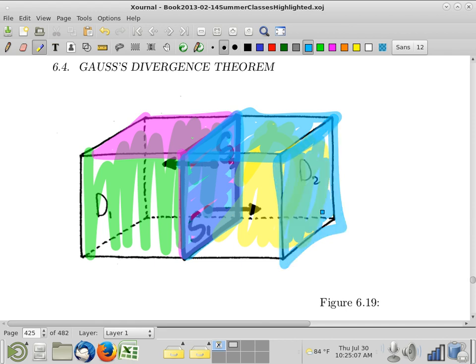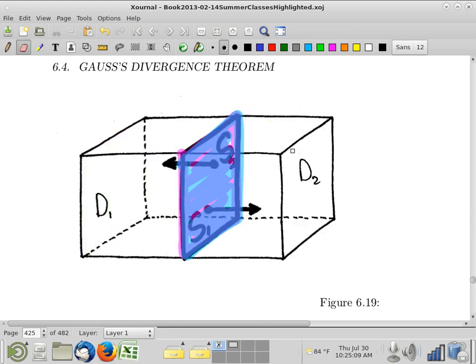A bunch of different faces. Okay. The one that's important is the one that's shared. This is the one I want to talk about for the moment. So that face, if I'm talking about boundary flux through this piece and boundary flux through that piece, that shared face is going to show up twice.